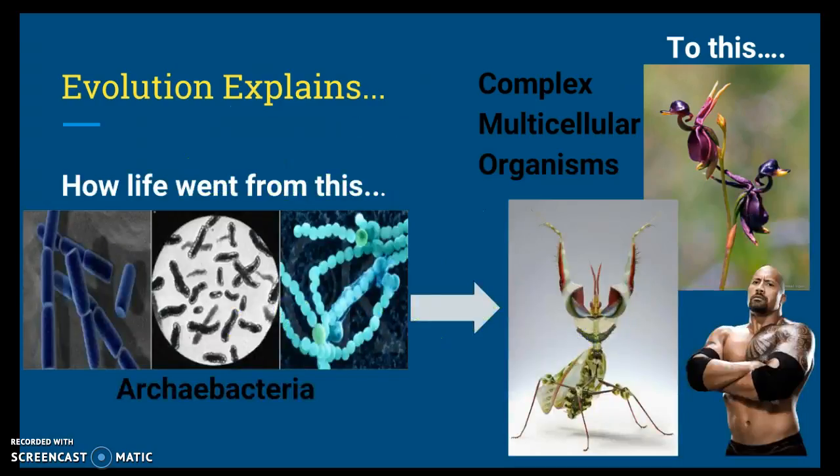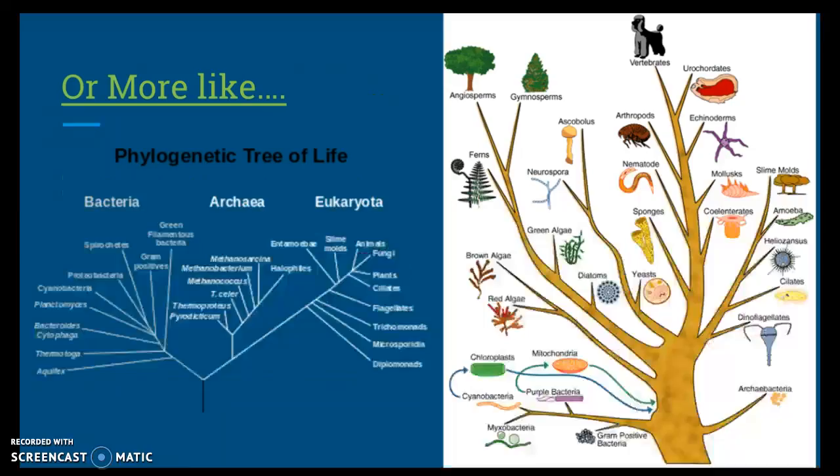Like these archaebacteria. These are some single-celled organisms that were around billions of years ago, and they evolved into these complex organisms that look like some sort of praying mantis, and a strange-looking flower that looks like a duck, and of course the rock. These are all complex multicellular organisms. But it's a lot more complicated than that.